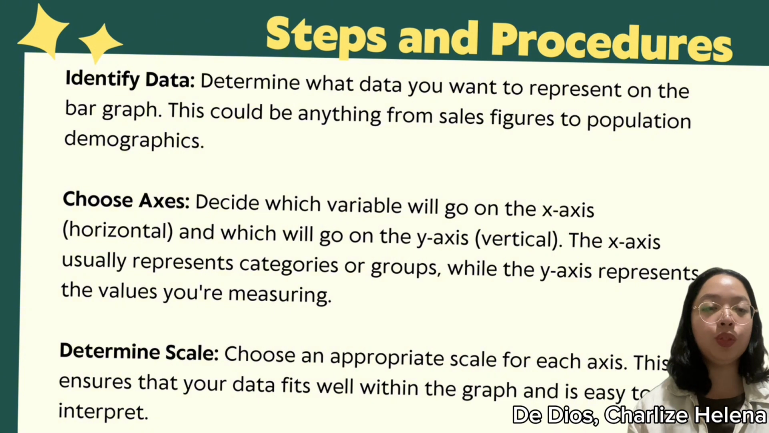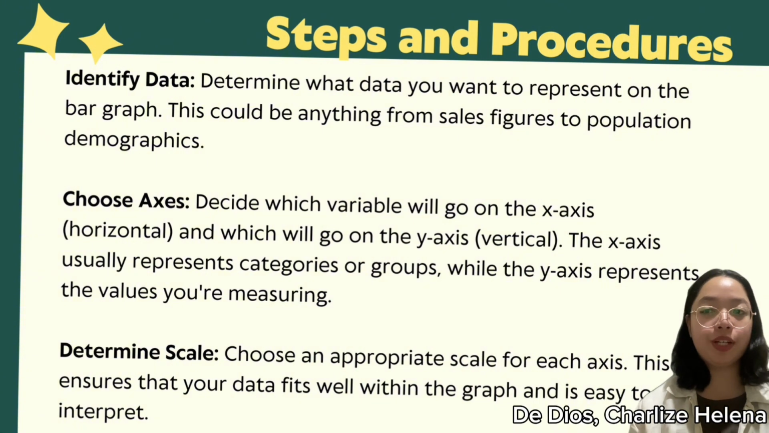Next step is to choose axis. Decide which variable will go on the x-axis, which is the horizontal, or on the y-axis, which is the vertical. The x-axis usually represents categories or groups, while the y-axis represents the values you are measuring.